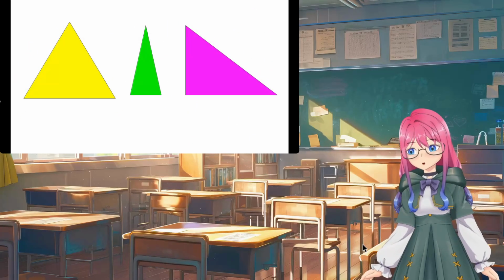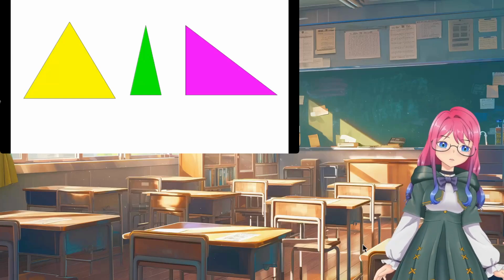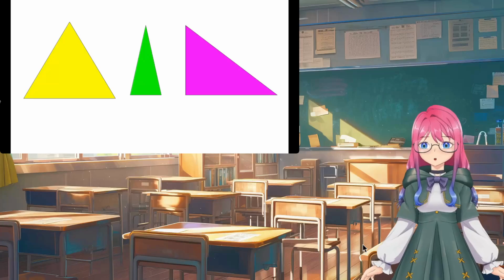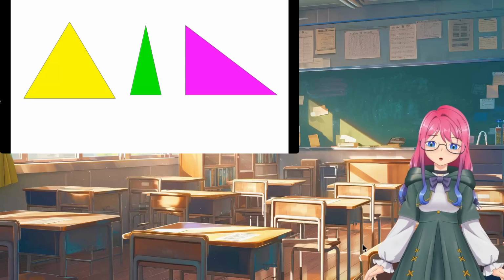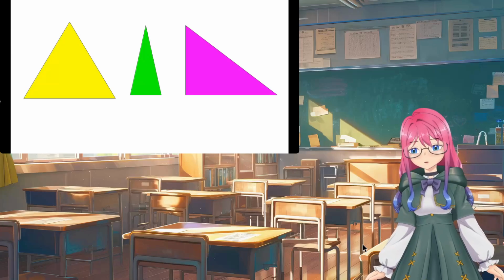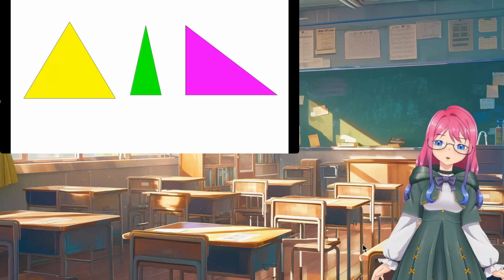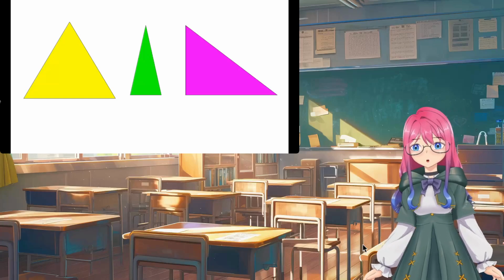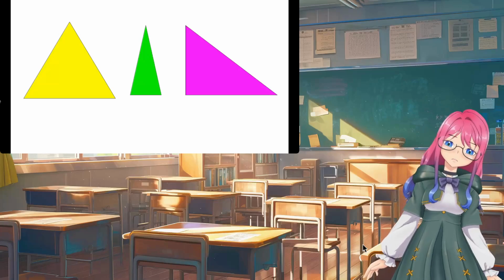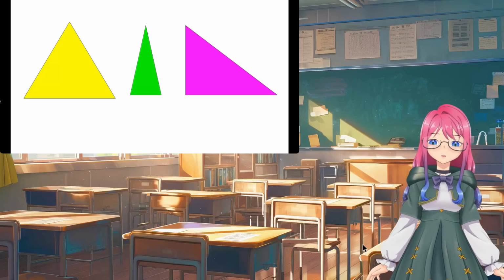Okay, the next shape we're going to talk about is triangles. You'll notice I have three of them up here. We're going to talk about the different kinds of triangles that we have, but first, we're going to discuss what makes a shape a triangle. It has three sides and three angles. Angles are when the sides meet together and form a point. Tri actually means three, so the word triangle means three angles. It's a shape with three angles.